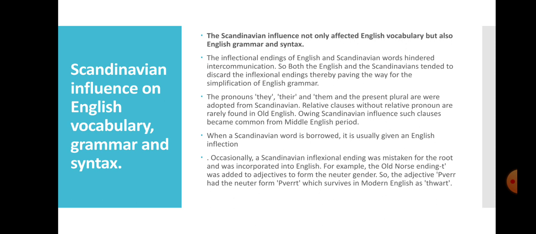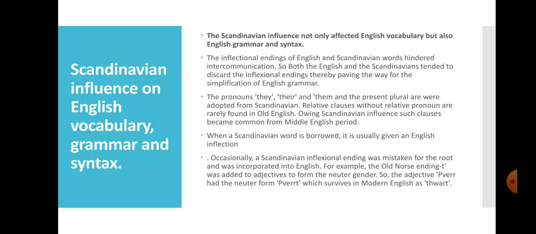Occasionally, a Scandinavian inflectional ending was mistaken for the root and incorporated into English. While adopting certain words, the Scandinavian inflectional ending was actually mistaken for the root. It is considered as a base word and later incorporated into the English language. This is another means by which certain words get into the English language. That is, certain Scandinavian inflectional endings were mistaken for root words, and later incorporated into English vocabulary.